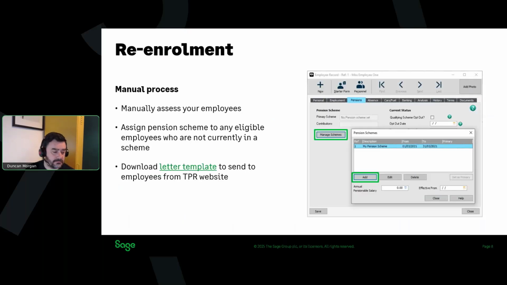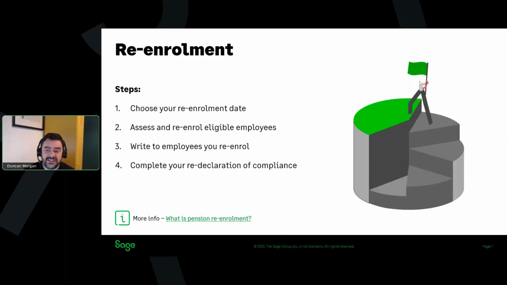So what steps are involved in re-enrolment? We've got 4 steps here, which we explain in more detail in our guide. But step number 1 is to choose your re-enrolment date. So it's within that 6-month window based on the 3rd anniversary of your previous re-enrolment or duty start date. In that period, you would need to assess and then re-enroll eligible employees who previously opted out or left the pension. Step 3 is you would need to write to those employees explaining that they've been re-enrolled and that they still have the right to opt out again if they wish to. And step number 4 is to complete the re-declaration of compliance, which you would do on the pension regulator's website.